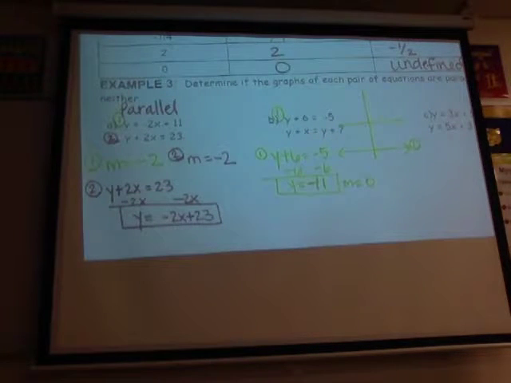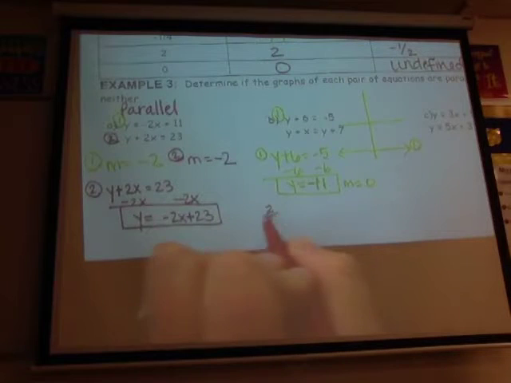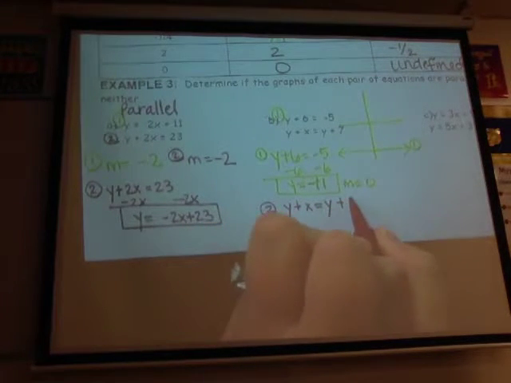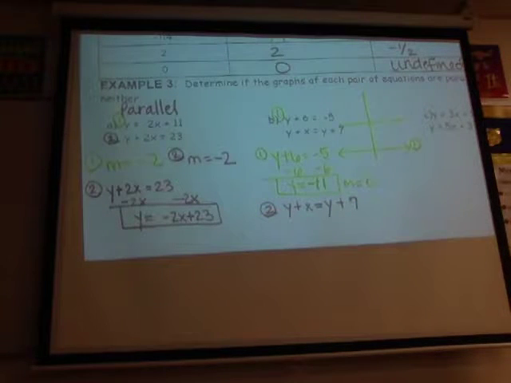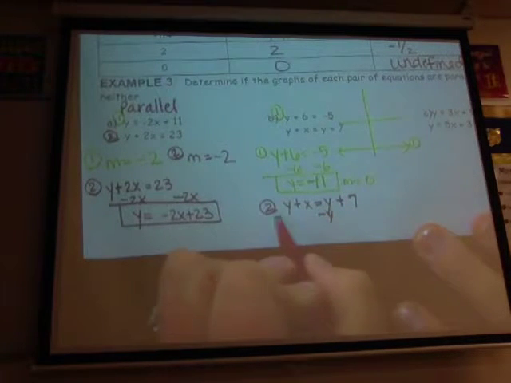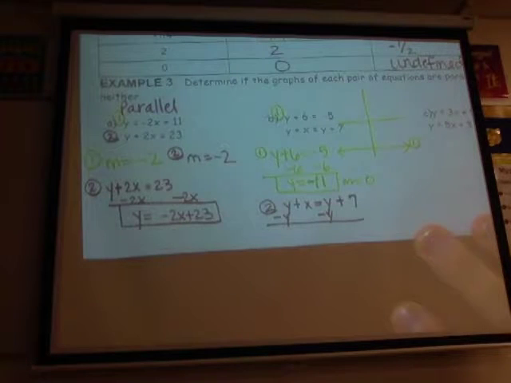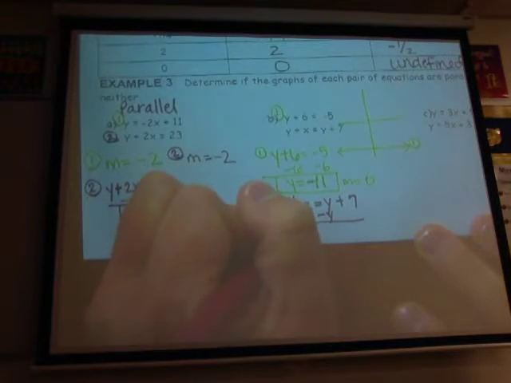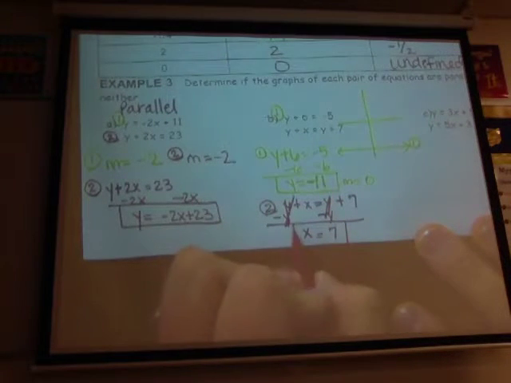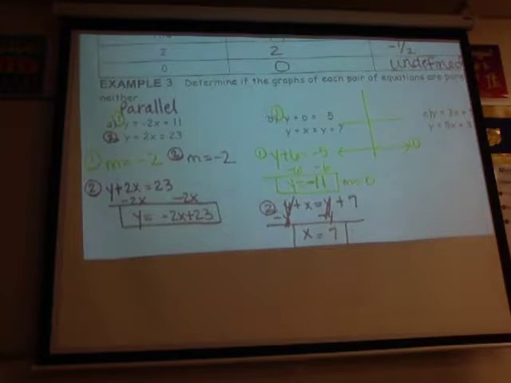All right, number 2, y plus x equals y plus 7. Is that solved? Is y completely by itself? No, I have 2 y's. So we know we don't like them on the right, so let's get rid of that one. So how would I get rid of this y? Subtract it. So y minus y gives me what? They cancel, and I have x. Those cancel, and I have 7. So x equals 7. That one's undefined.